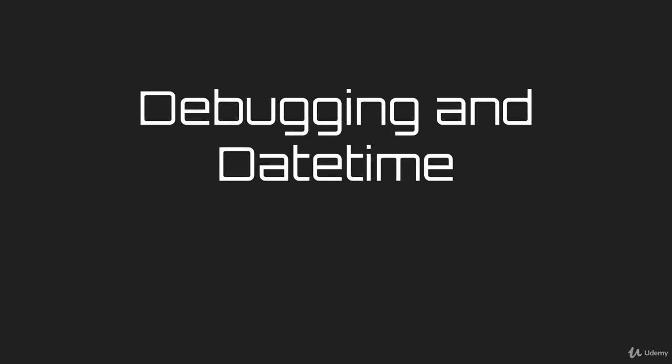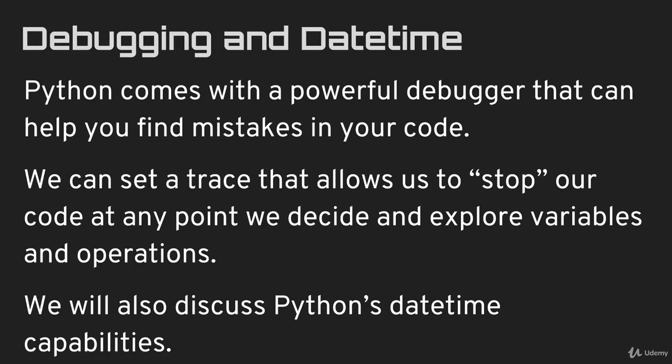Welcome back. Let's quickly discuss how to debug with Python and also how to use the built-in datetime library. Python comes with a powerful debugger that can help you find mistakes in your code. We can set a trace that allows us to essentially stop our code at any point, hold it on pause, and then decide and explore variables and operations.